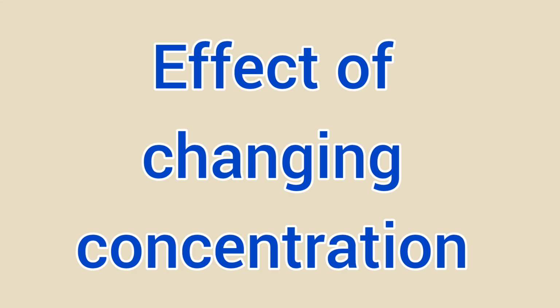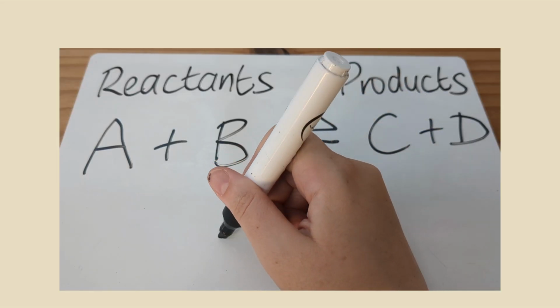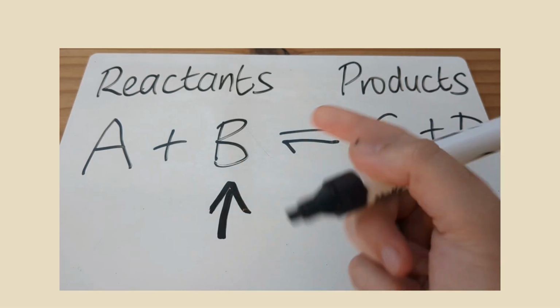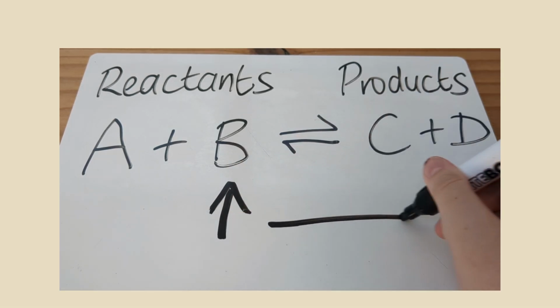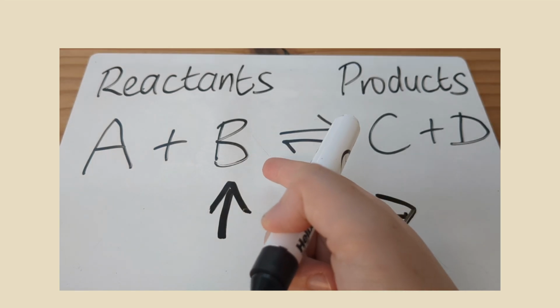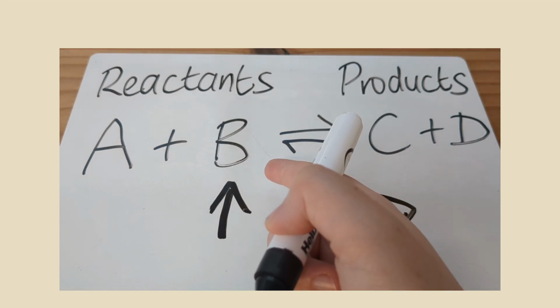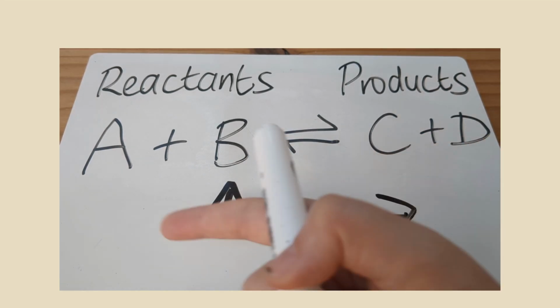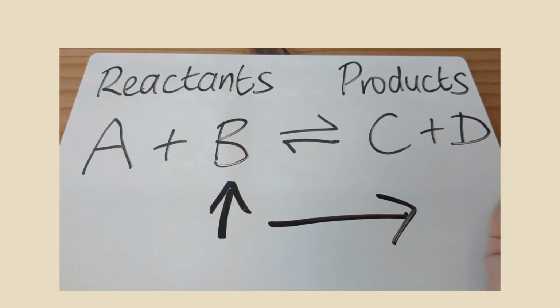Let's look at the effect of change in concentration first. Imagine we increase the concentration of B. This will move the equilibrium to the right, to the product side. It does this to use up the excess B, reducing its concentration and thereby minimizing the effect of the change.